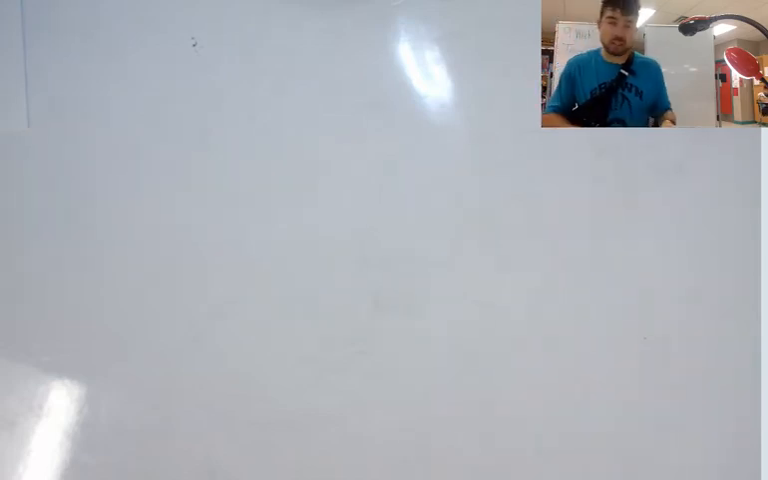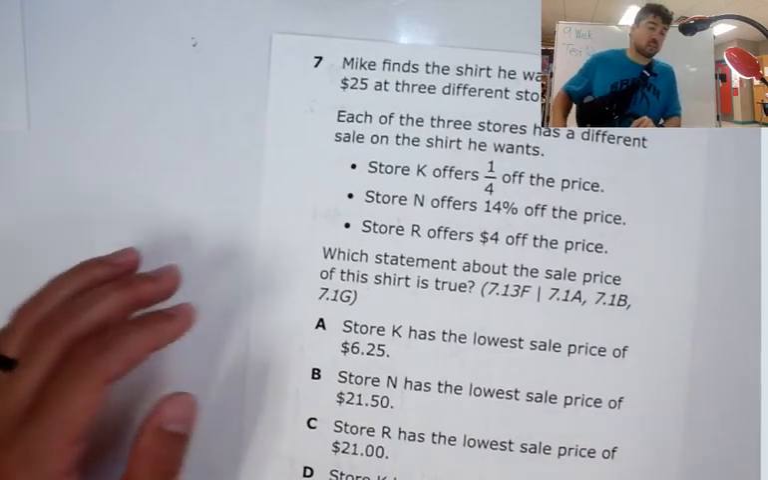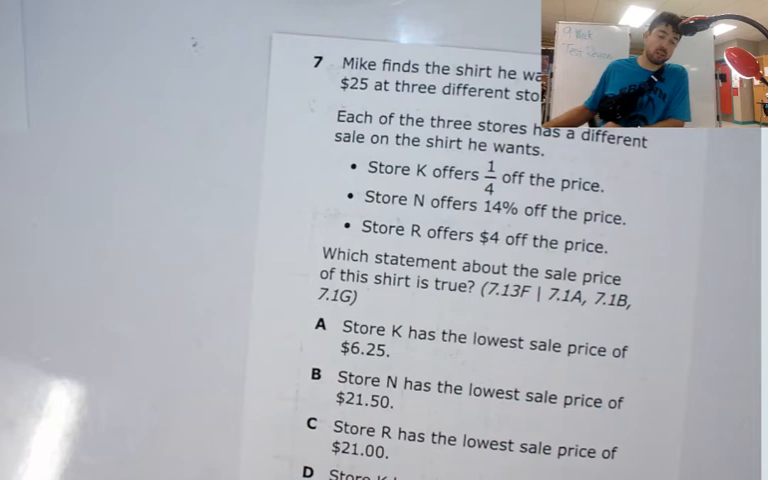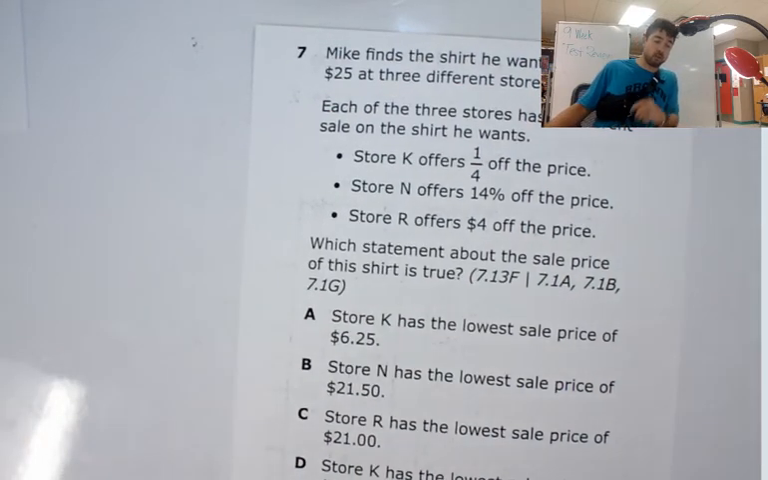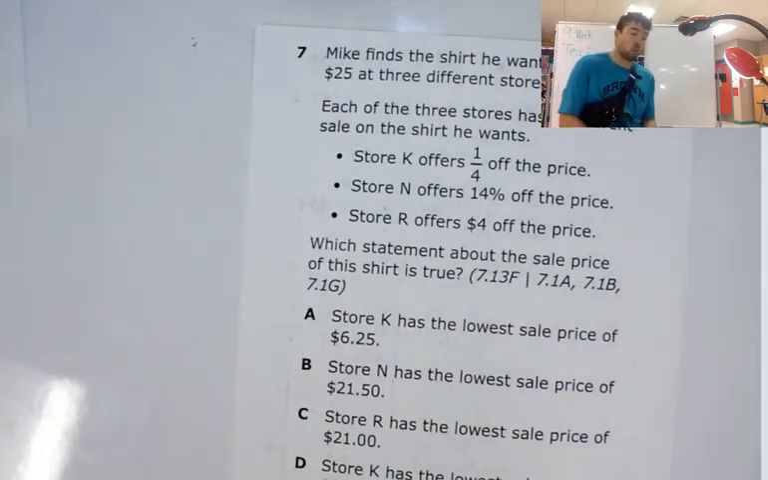Well, we're going to do this one next because this is a good one. All right, Mike finds a shirt he wants to buy for $25 at 3 different stores. Each of the 3 stores has a different sale on the shirt he wants. Store K offers 1/4 off the price. Store N offers 14% off the price. And Store R offers 4% off the price. Which statement about the sale price of this shirt is true?